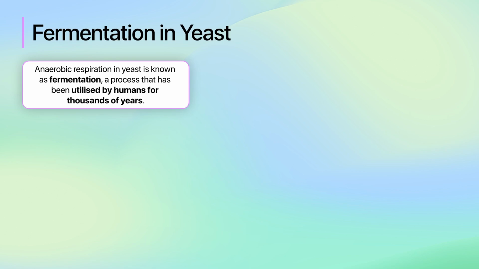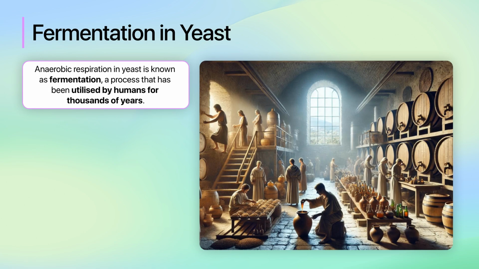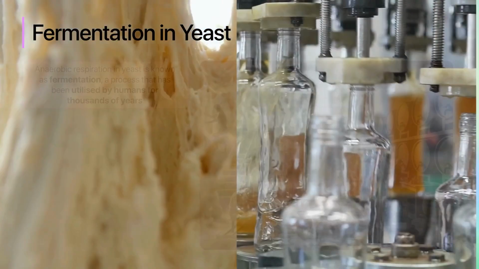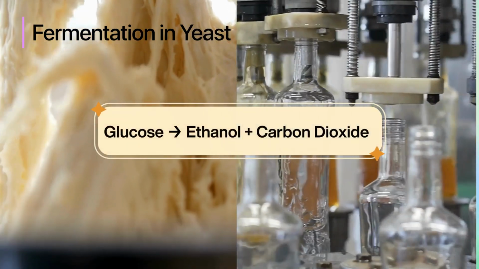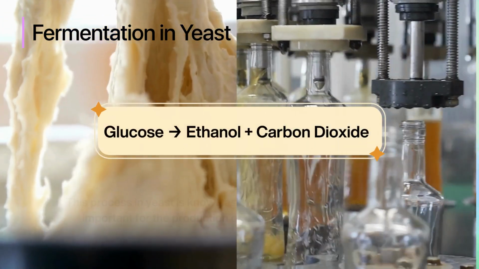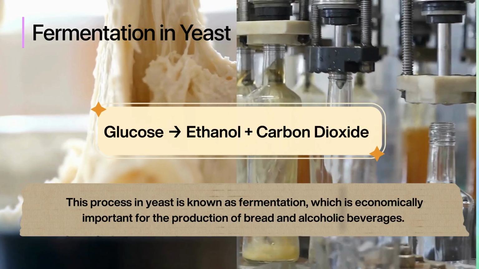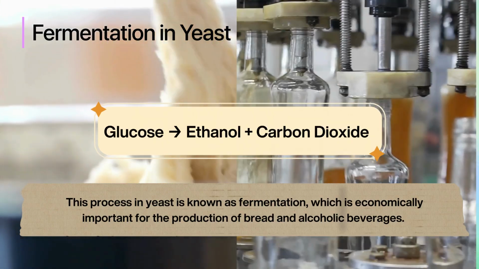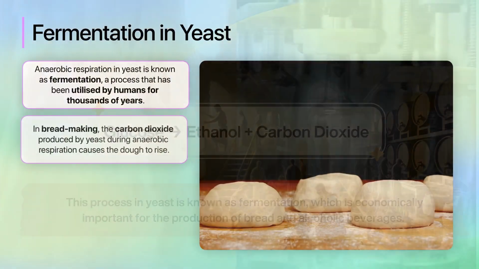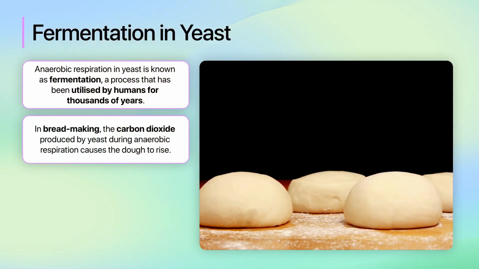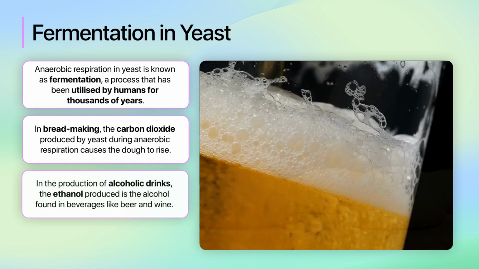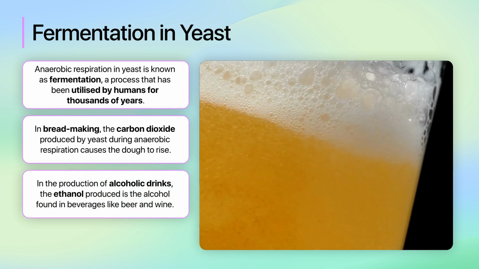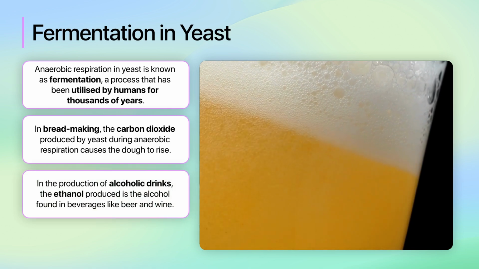Anaerobic respiration in yeast is known as fermentation, a process that has been utilised by humans for thousands of years. As mentioned, anaerobic respiration in plant and yeast cells converts glucose into ethanol and carbon dioxide. The byproducts of this reaction are economically important for the production of bread and alcoholic beverages. In bread making, the carbon dioxide produced by yeast during anaerobic respiration causes the dough to rise. In the production of alcoholic drinks, the ethanol produced is the alcohol found in beverages like beer and wine.